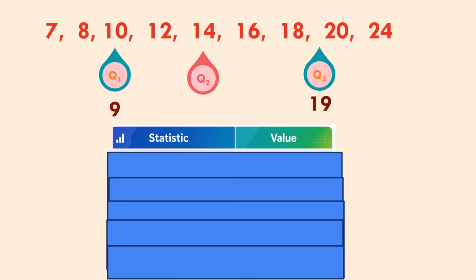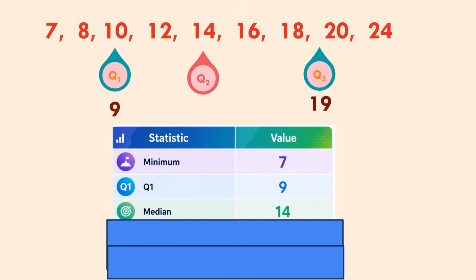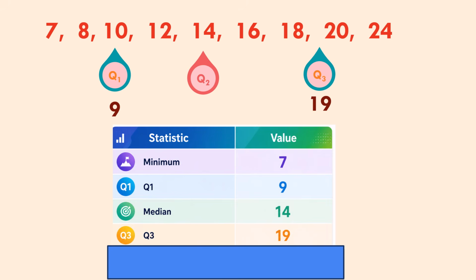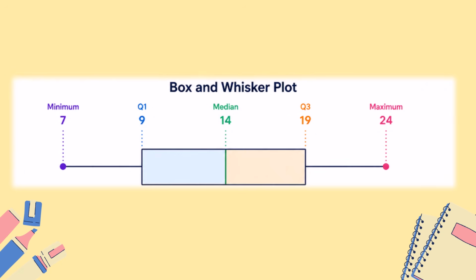Let us identify the minimum value. The minimum value is 7. Quartile 1 is 9. Quartile 2 is 14. Quartile 3 is 19. And the largest value, or the maximum value, is 24. In a box and whisker plot, our median, the center of the box, is 14. Then quartile 1, quartile 3, and outside the box, the minimum going to the left side, 7, and then the maximum going to the right side, 24.